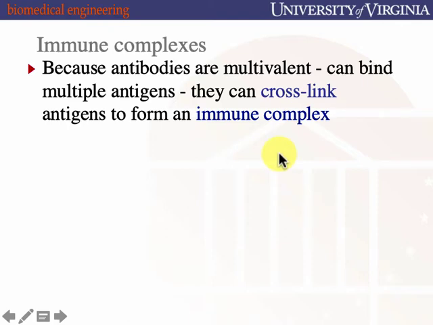As a consequence, antibodies can cross-link proteins. Is this a covalent cross-link or a non-covalent cross-link? Non-covalent, correct. There are no permanent bonds being formed. This is all ionic interactions, hydrophobic interactions, hydrogen bonding. All those things can be broken. They can cross-link antigens and form what's known as an immune complex.